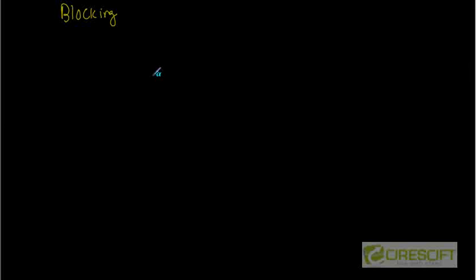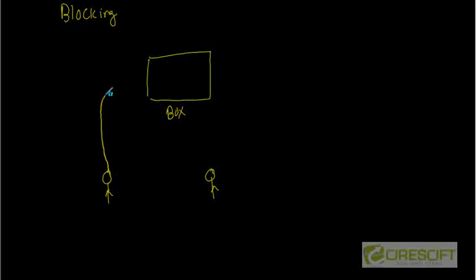Let's take the example from our previous discussion when we explained locking. Let's say we have one box and two persons. When the first person comes to access this box, he puts a lock on it. While he is using the box, if the second person comes and tries to use it, he just needs to wait in front of the box, and that is essentially what blocking is.